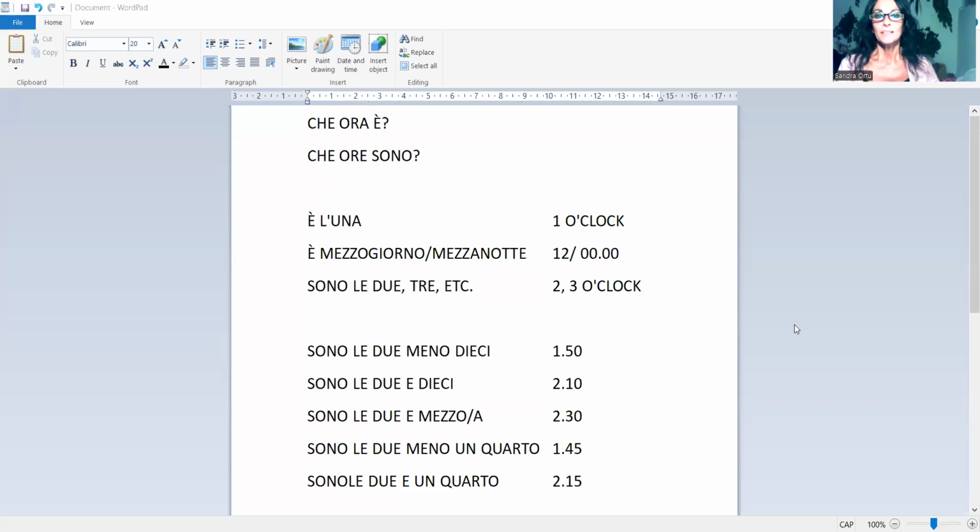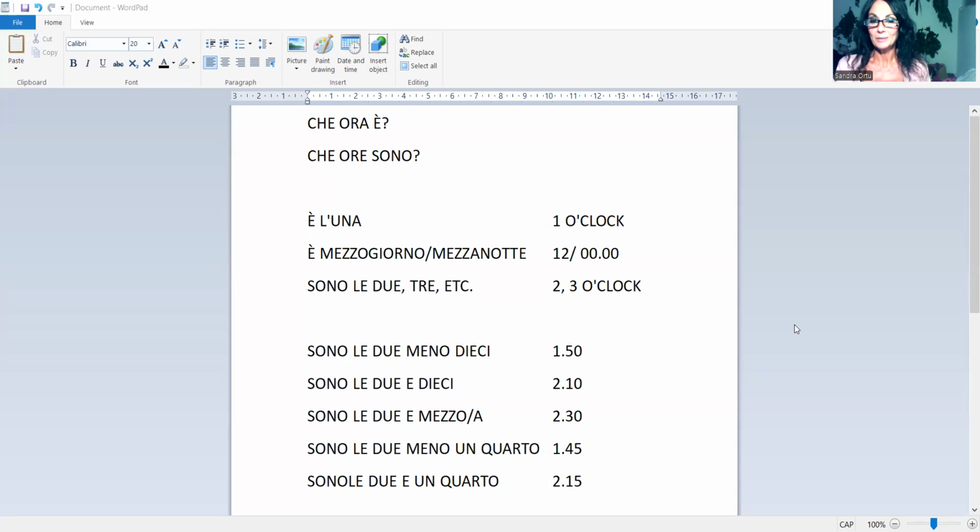Right. So first of all, how do we ask what time it is? And we can ask in two different ways. One is che ora è? The other one, che ore sono? There is absolutely no difference between these two questions. It really is like saying, what's the time and what time is it?